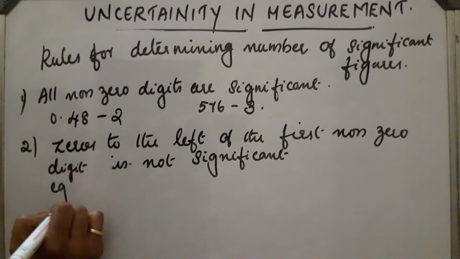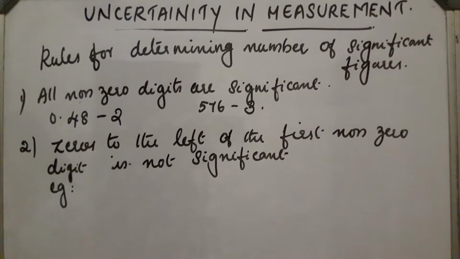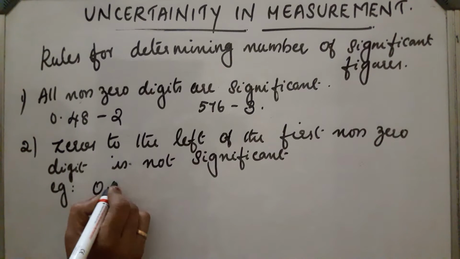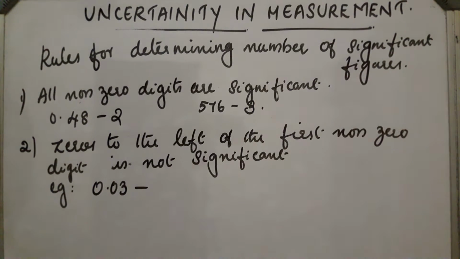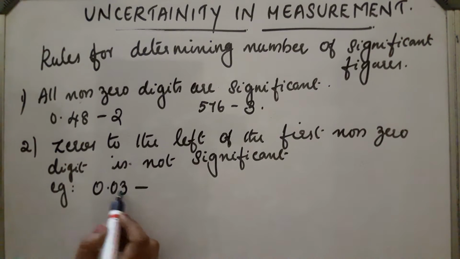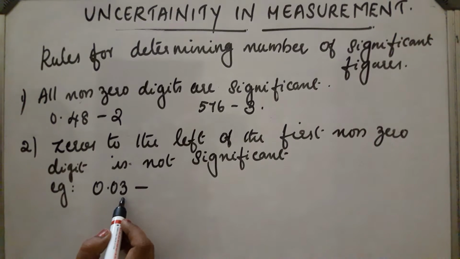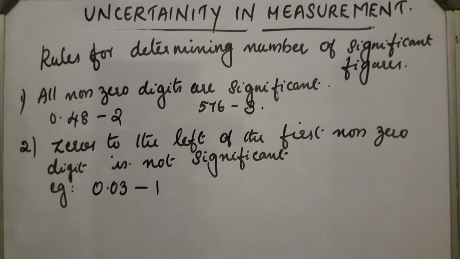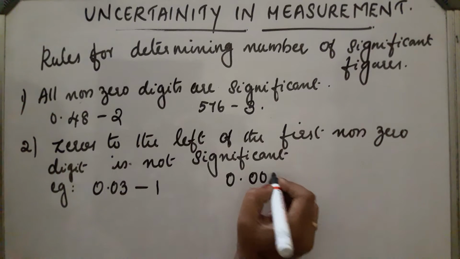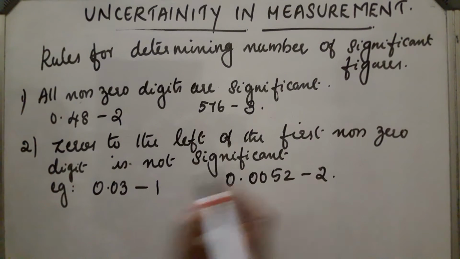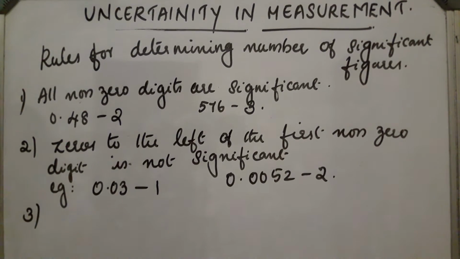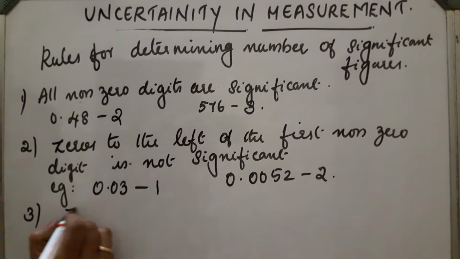Take one example, 0.03. What about the answer? Here the 0 left to the non-zero digit is not significant. So that means only one significant digit. Okay, only one significant figure. Another example, 0.0052. Two significant figures.